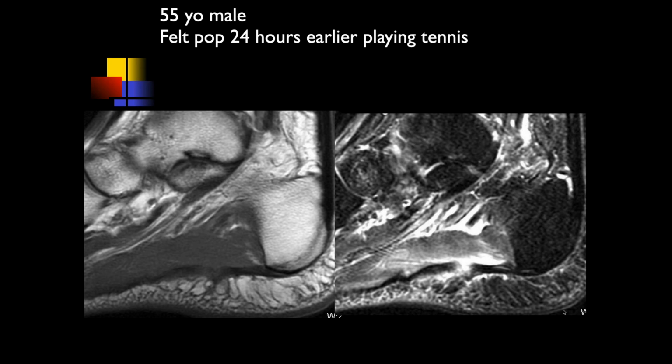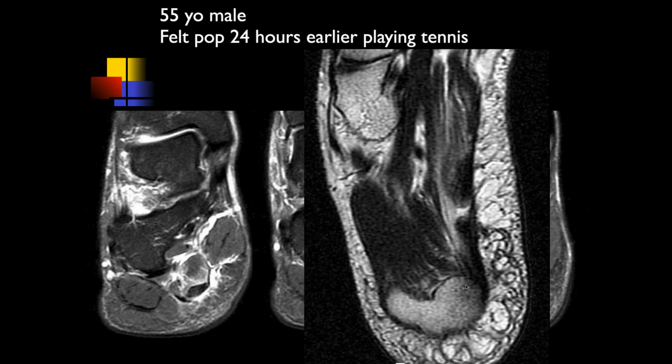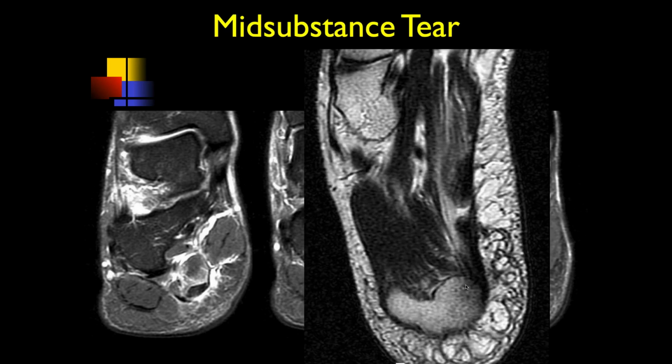Okay, 55-year-old male felt a pop 24 hours earlier playing tennis. So it looks like there's complete disruption of the plantar fascia with a significant amount of surrounding edema in the muscle and soft tissue, so this is going to be compatible with an acute fascial tear. And it looks like it's full thickness in the midsubstance.